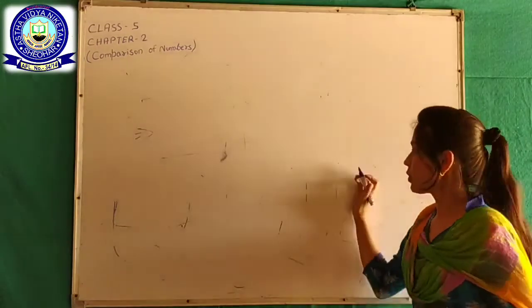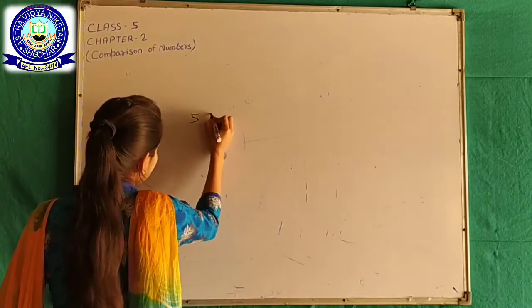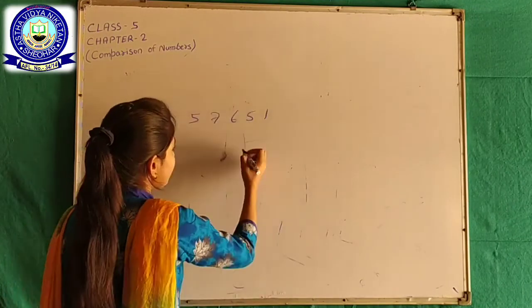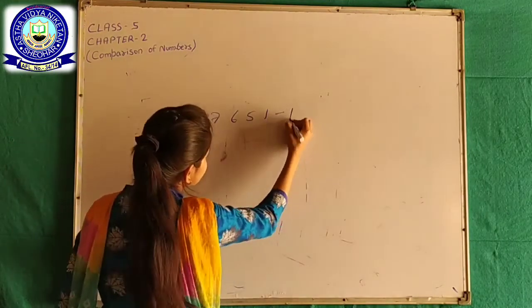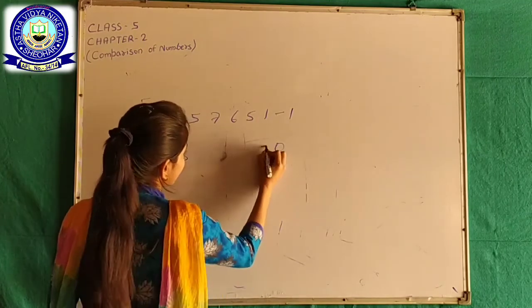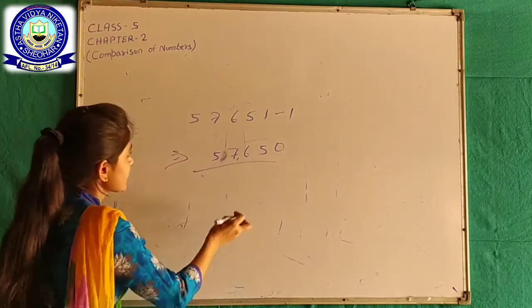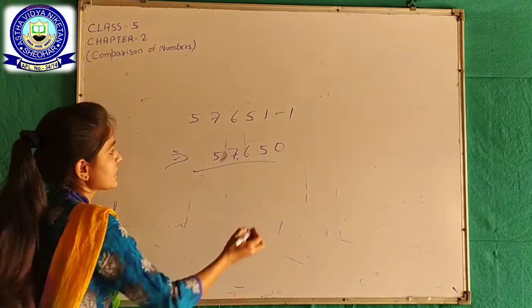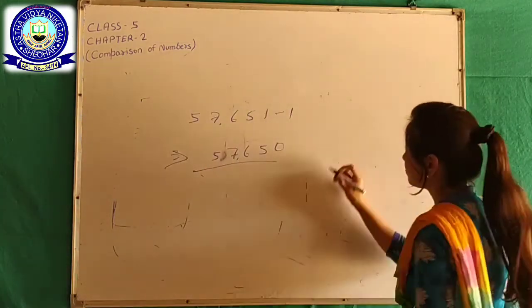subtract 1 from it. Let's see with an example. You have to find out the predecessor of these numbers. You have to subtract one from it. 1 minus 1 equals 0, then 5, 6, 7 and 5. 57,650 is the predecessor of 57,651.